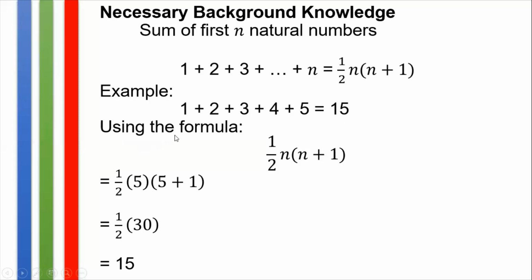And if we are going to use the formula, 1/2 times n times the quantity n plus 1, since the last natural number in this series is 5, our n will be 5. Replacing all n's by 5, we have 1/2 times 5 times the quantity 5 plus 1. The 5 plus 1 simplifies to 6, and 5 times 6 is equal to 30. Hence, we have 1/2 of 30, and their product is 15. So we could see here that regardless of using the formula or by manual addition from left to right, we still arrive at the correct answer.